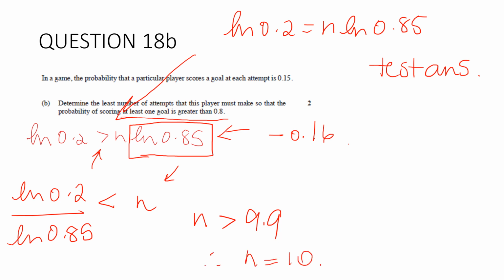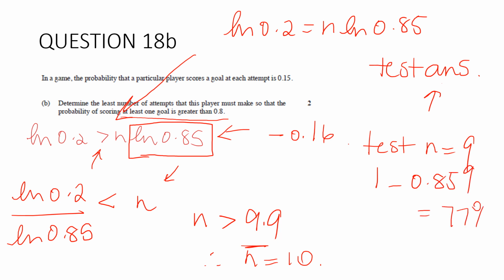So back to what I was saying before, we could test the answers here. Test n is equal to 9. 1 take away 0.85 to the power of 9, you will get around 77%. And 1 take away 0.85 to the power of 10, you will get 80%.